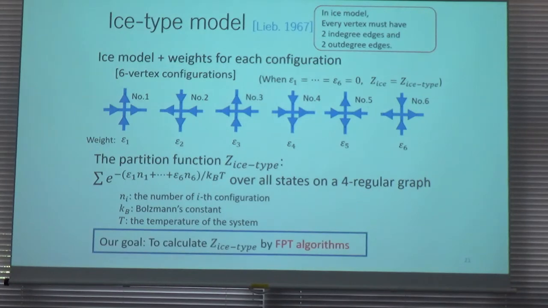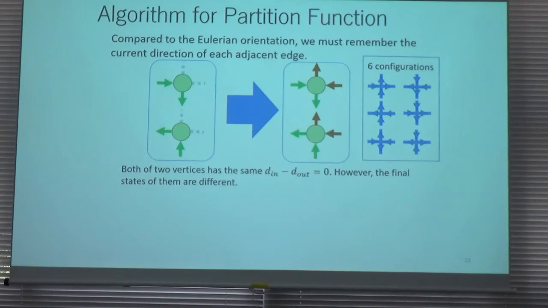So our goal is to show that this value is also calculated by FPT algorithms of curving widths. Compared to the previous case, we must store the direction of each edge. Because even if in-degree minus out-degree is the same, the final configuration may become different. For example, in this case, the final configuration is different.